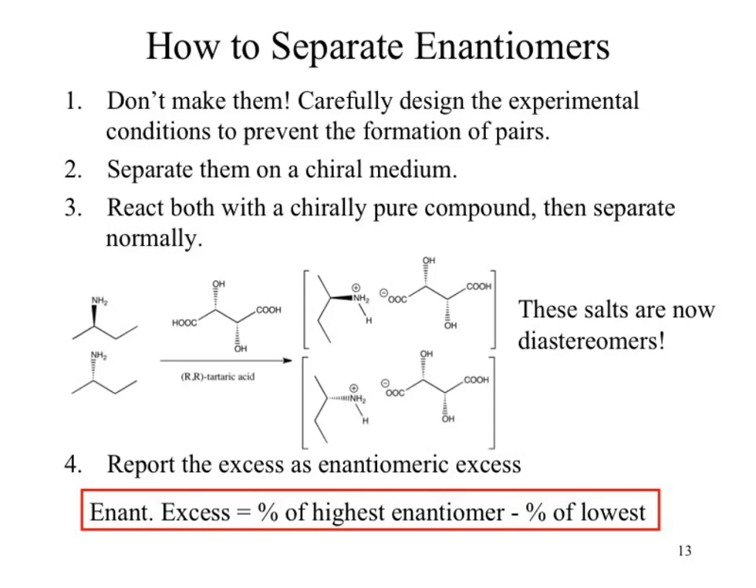The last thing that we can go through and do with this doesn't really allow us to separate them, but what it does is at least tell us how much we have of one or the other. So we can report the enantiomeric excess. There's a table there. Enantiomeric excess is the percent of the highest enantiomer, doesn't matter which one, minus the percent of the lowest. If we have a perfect enantiomeric mixture, what would our enantiomeric excess be? 0. Because it's 50% one, 50% the other.